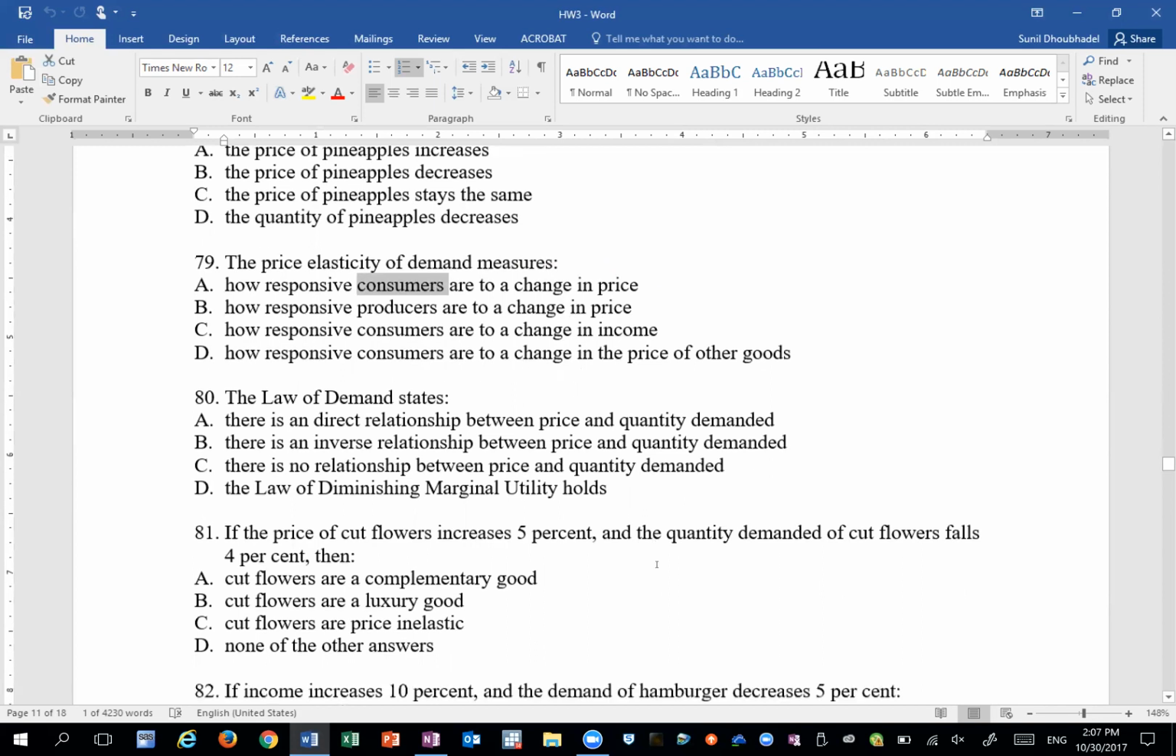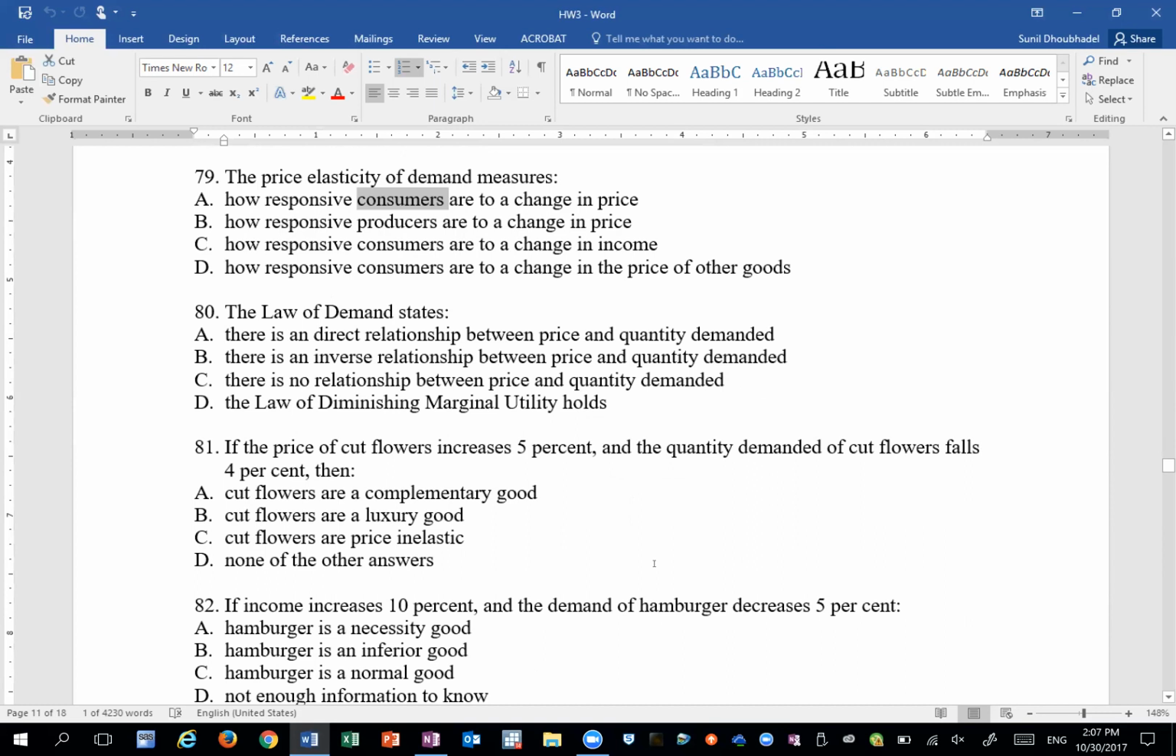The law of demand states that there is a direct relationship between price and quantity demanded; an inverse relationship between price and quantity demanded; no relationship between price and quantity demanded; or the law of diminishing marginal utility holds. What kind of relationship? There's an inverse relationship.